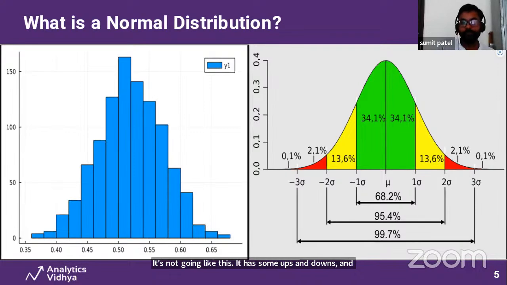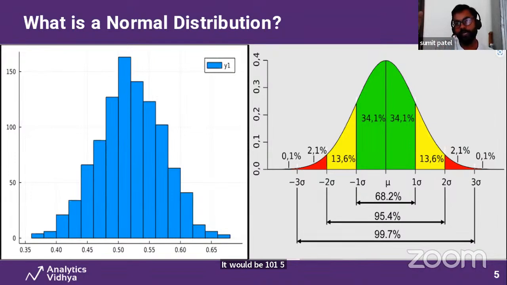One of the reasons is that the number of data points is low. It could be 100, 150, 200. Now, as your data keeps increasing, 10,000, 20,000, 30,000, lakhs, crores, if it is a naturally occurring phenomenon, or by nature, it should follow a bell-shaped curve.